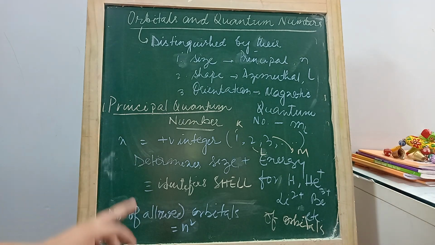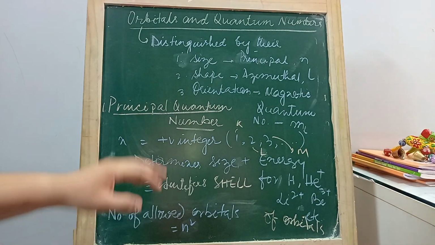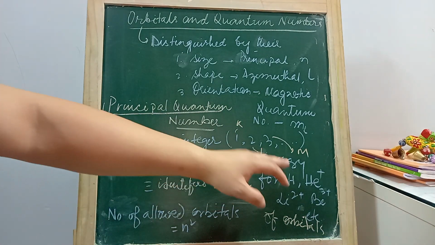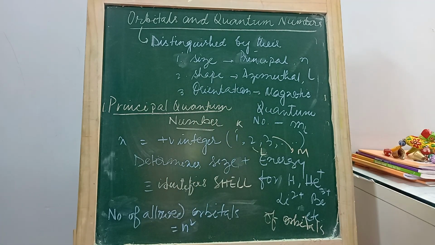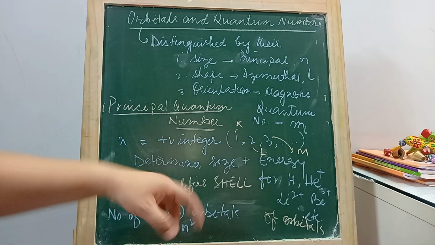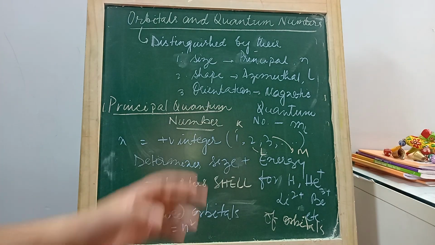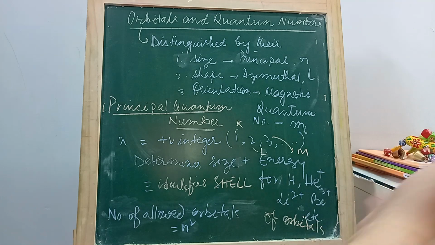The principal quantum number also identifies a shell: the first shell, the second shell, the third shell. Not only does it give us the size and energy of the orbital, it also tells in which shell that orbital is. Shells are denoted by capital letters. The first shell, 1, is denoted by K, the second shell by L, then the third shell M, and it goes on: K, L, M, N, O, P, Q.